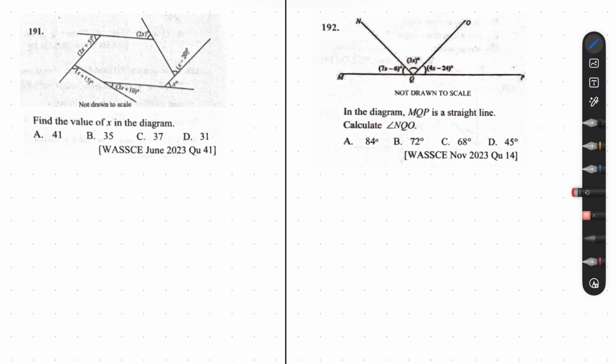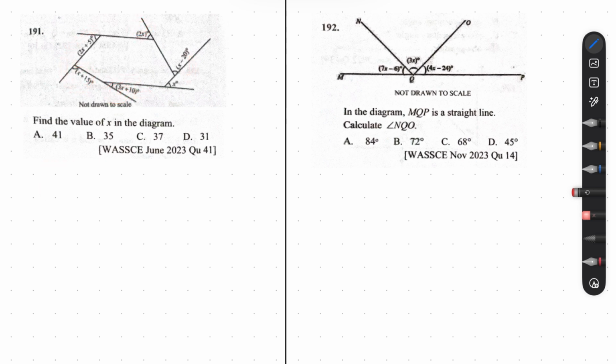Now the question says you find the value of x in the diagram. In this diagram, we've been given all the exterior angles. And we know that the sum of exterior angles in any polygon is 360. So we just need to add all the angles, then equate it to 360.